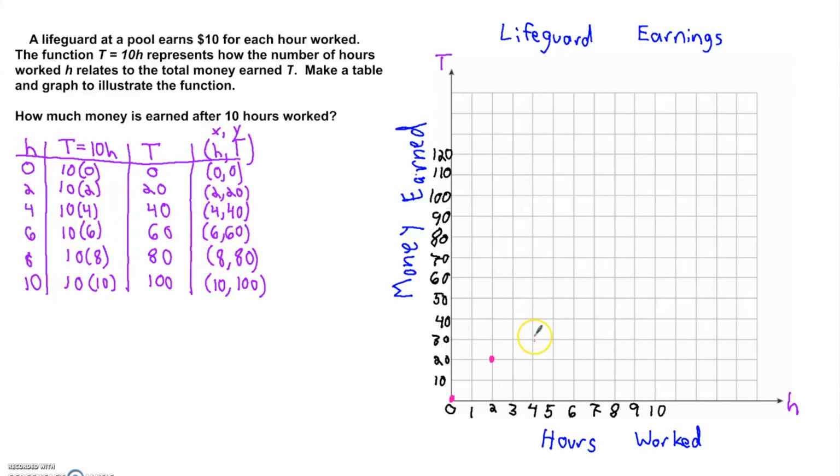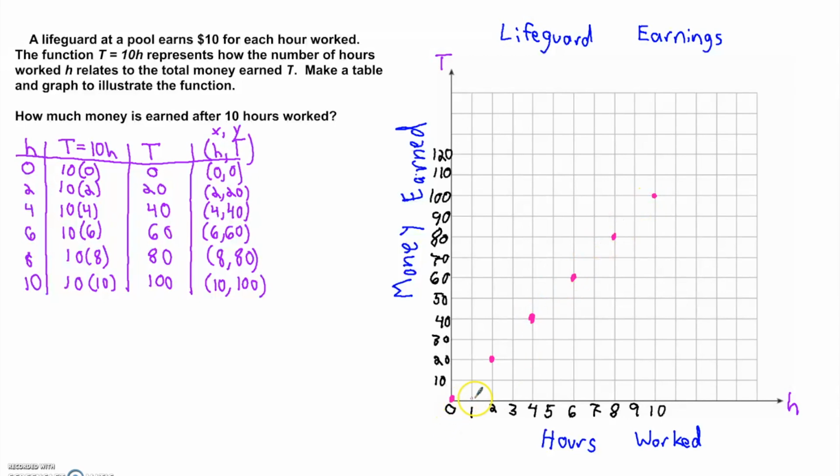That's right 4 up 40. We got a nice line happening here. 6, 60. That's going to be right 6 up 60. Then we go to 8, 80. So that's right 8 up 80. Beautiful. And finally 10, 100. So that's right 10 up 100. So we get a nice linear function here.